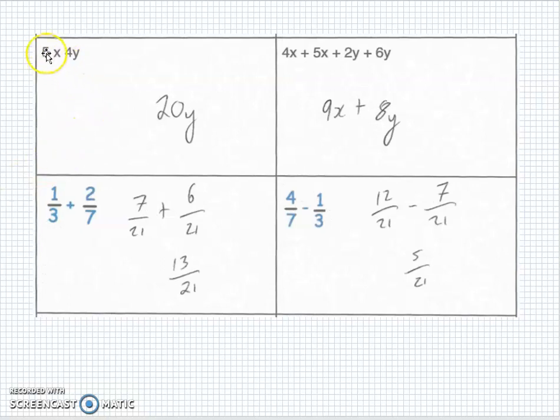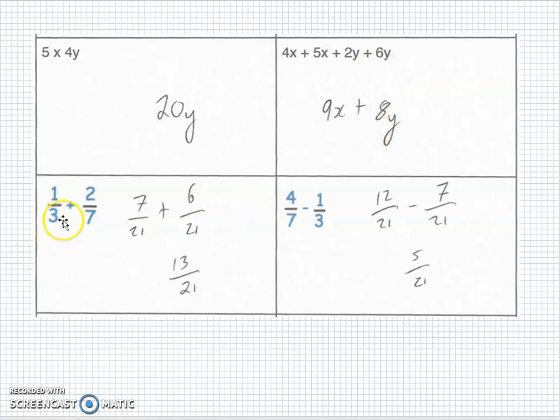So these ones here, you're doing 5 times 4y, which of course we don't write the multiplication sign in algebra because it looks like an x. So you actually do the 5 times the 4, which gives you 20y. So here you are collecting like terms. So we've got some x's we can collect. So 4x plus 5x will give us 9x. And we've got 2y plus 6y, which would give us 8y.